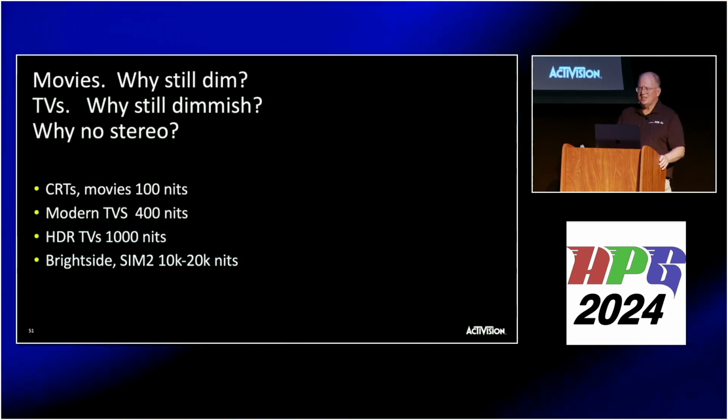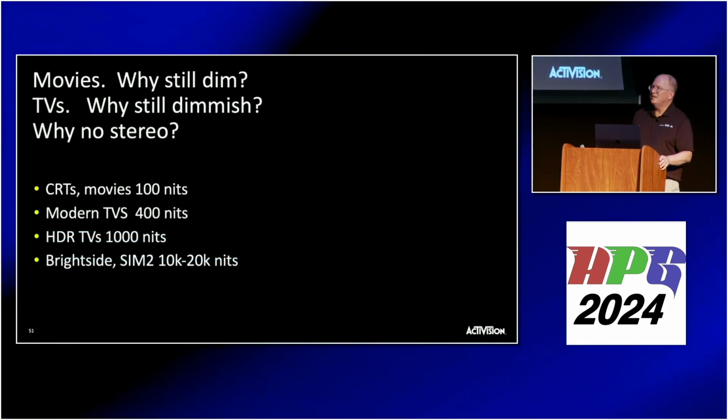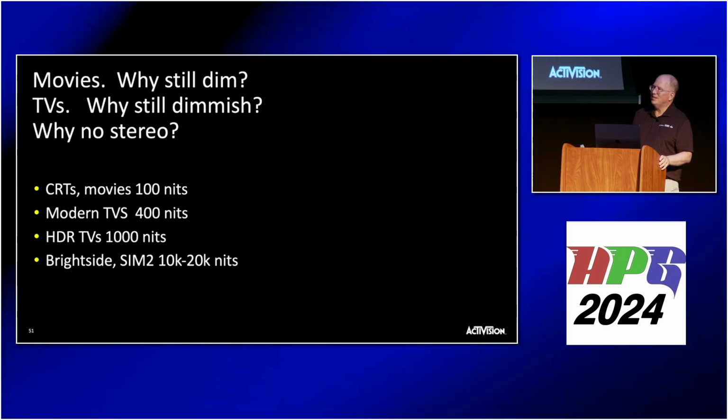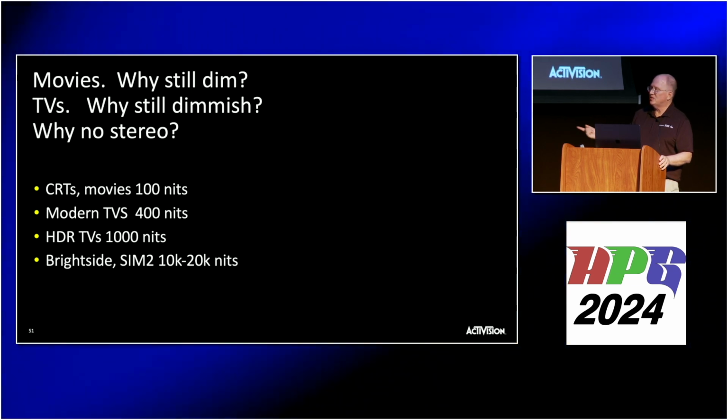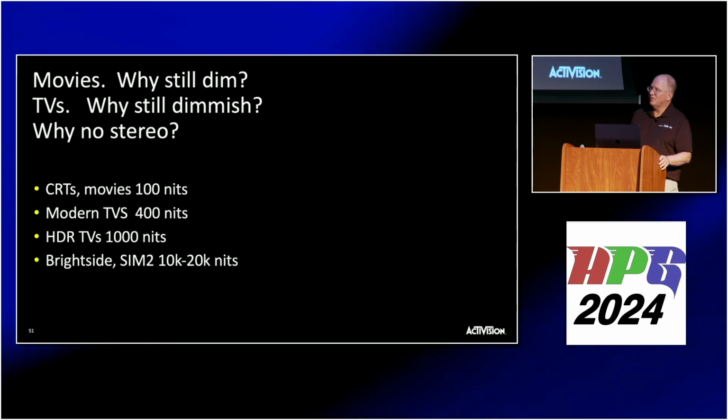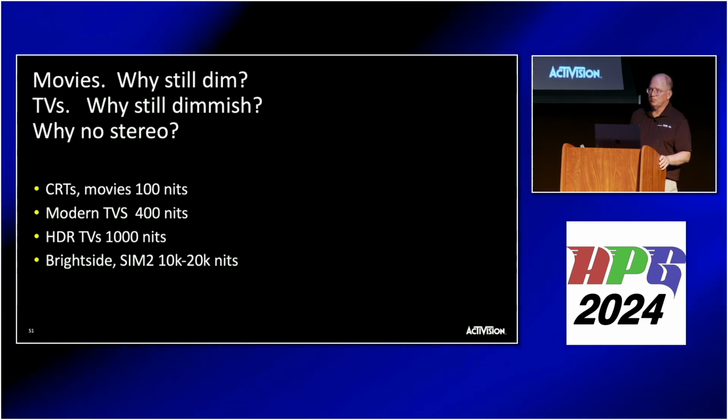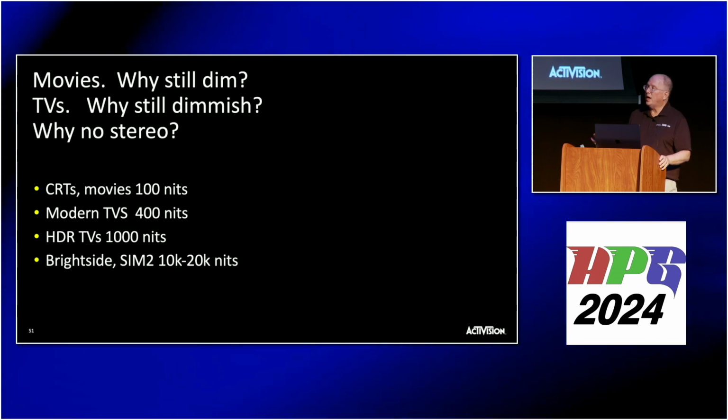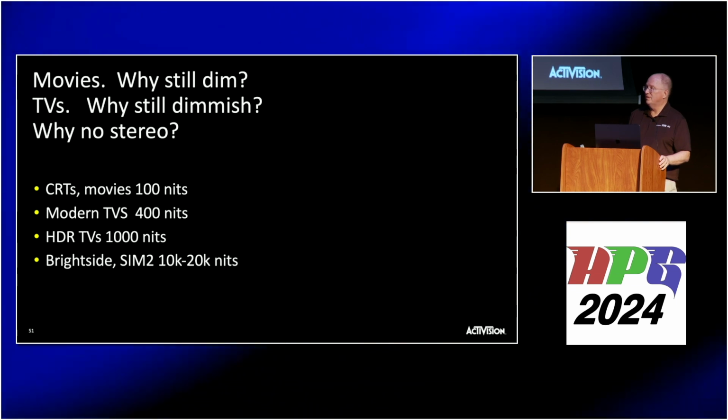There are some other questions I have too about the present, like, why are movies so dim? They could be a lot brighter. I don't think I'd like it. Is it just because I don't want to see the rest of the people in the audience? If you made it any brighter, it wouldn't be that movie experience. I don't know. Why are TVs still dimmish?